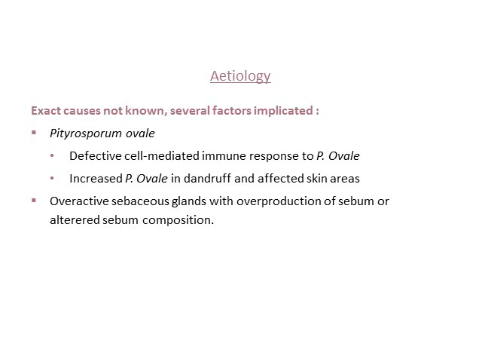Etiology of seborrheic dermatitis is not very clear, but one of the fungal etiologies is Pityrosporum ovale, where a defective cell-mediated immune response to this organism causes increased Pityrosporum ovale in the scalp, leading to dandruff and scaling. Overactive sebaceous glands with overproduction of sebum or altered sebum composition is also one of the factors.